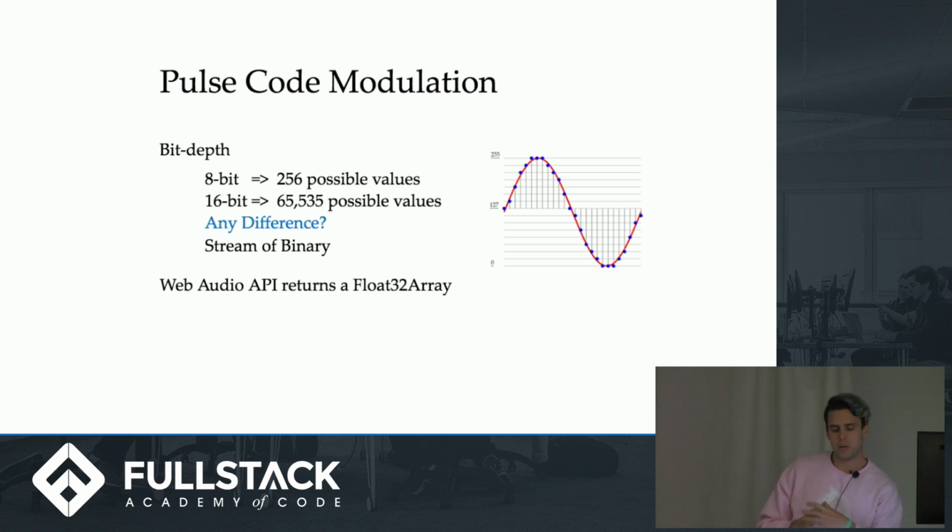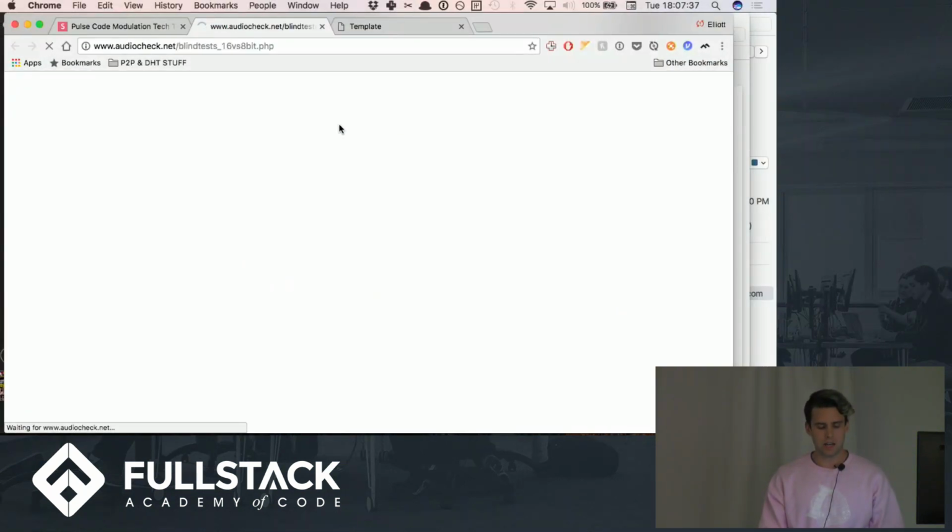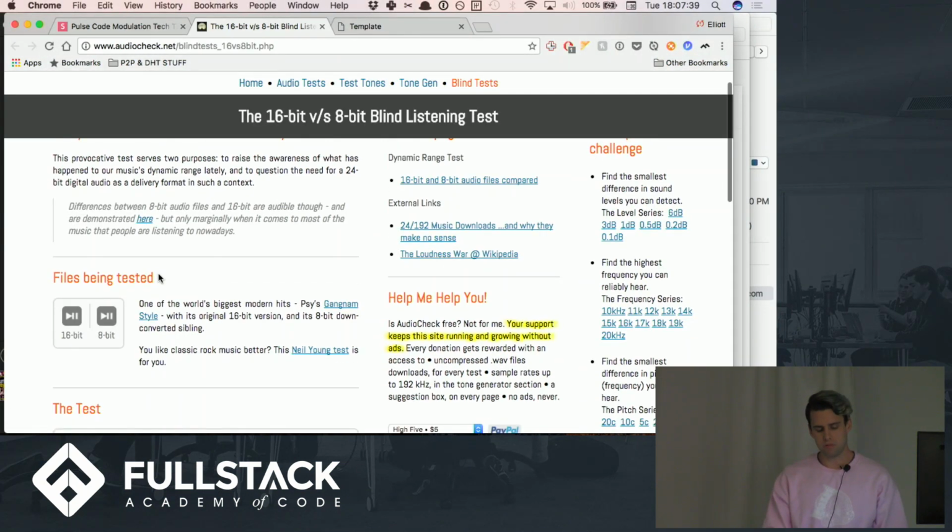There are some arguments between 8-bit and 16-bit. With 8-bit, you get 256 possible values. With 16-bit, you get 65,000 possible values. And as you can imagine, the more possible values you have, the smoother the numerical representation of the wave would be. The problem is that for a lot of people, it really doesn't matter.